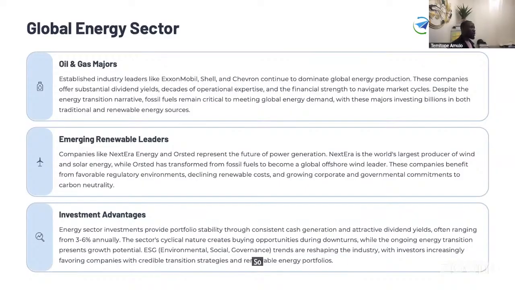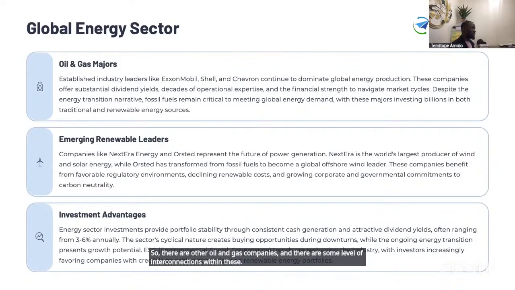There are other oil and gas companies, and there are some level of interconnections within these players. Even when you are buying oil from Shell, Shell may be the carrier supplying to some other company. But this is in the global realm.